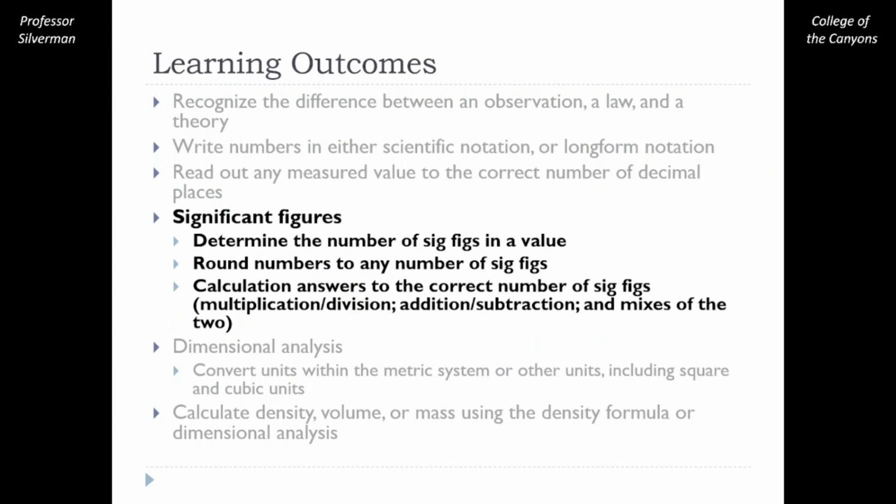There we go. This is a big one. We want to be able to determine the number of significant figures in a value, round our numbers to the correct number of significant figures, and then after doing calculations, keep the correct number of significant figures.